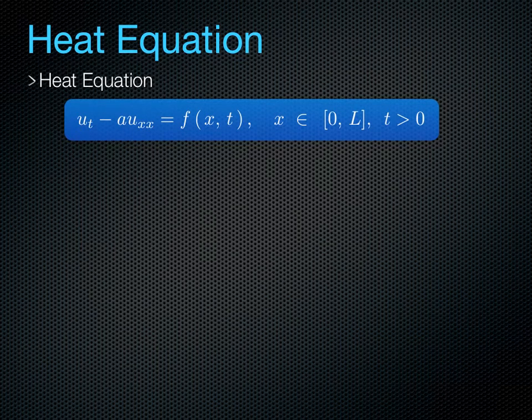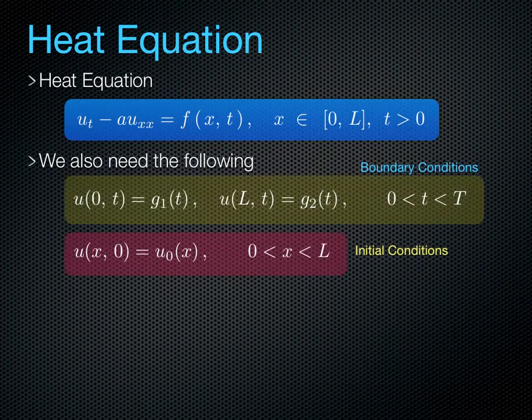Okay, next up on our list is the heat equation, which involves a first order derivative with respect to time and a second order derivative with respect to space. The space-time domain we have is defined by a one-dimensional physical domain, which is marked by positions x that range from 0 to L and all positive times.